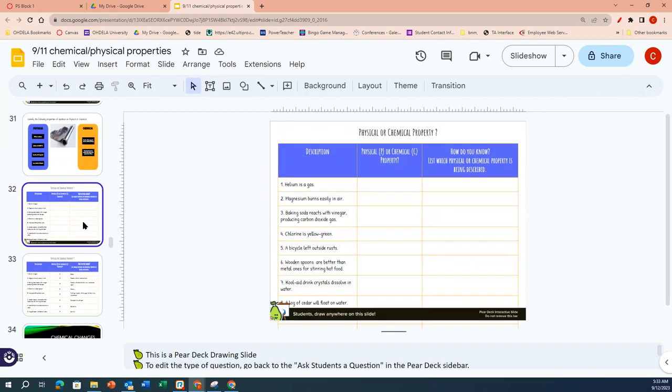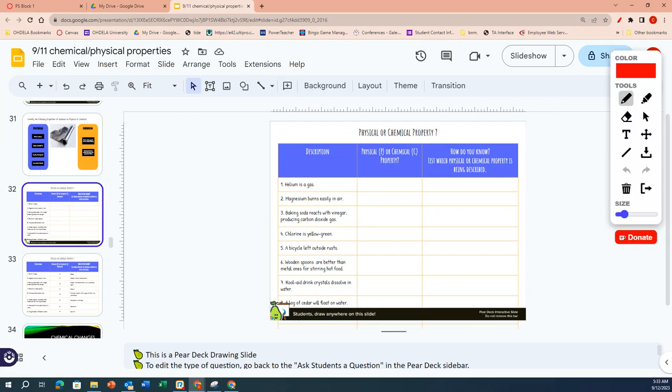So helium gas, magnesium burns in air, baking soda reacts. Helium is a gas. We're describing what it is, so that's a physical property. Magnesium burns in air. That's a chemical property. Baking soda reacts with vinegar, produces carbon dioxide. That's chemical. Chlorine is a yellow-green gas. Looking at the color, that's a physical property.